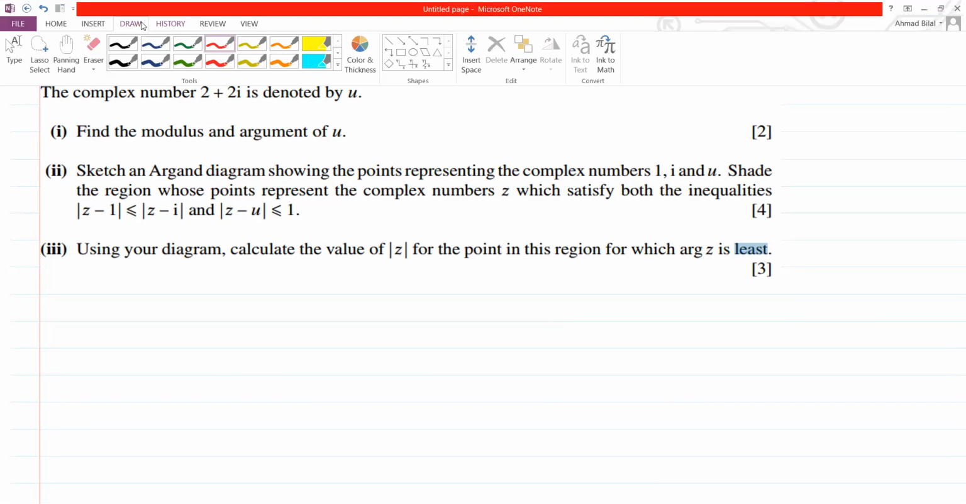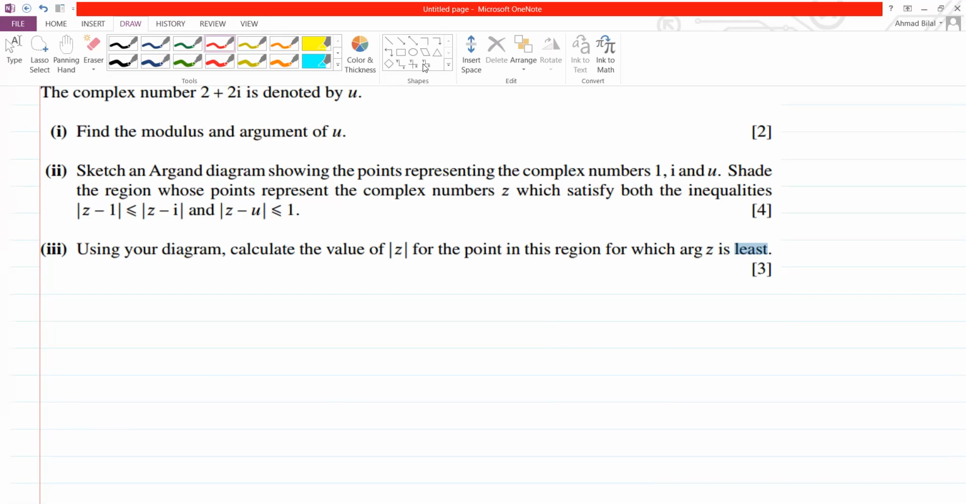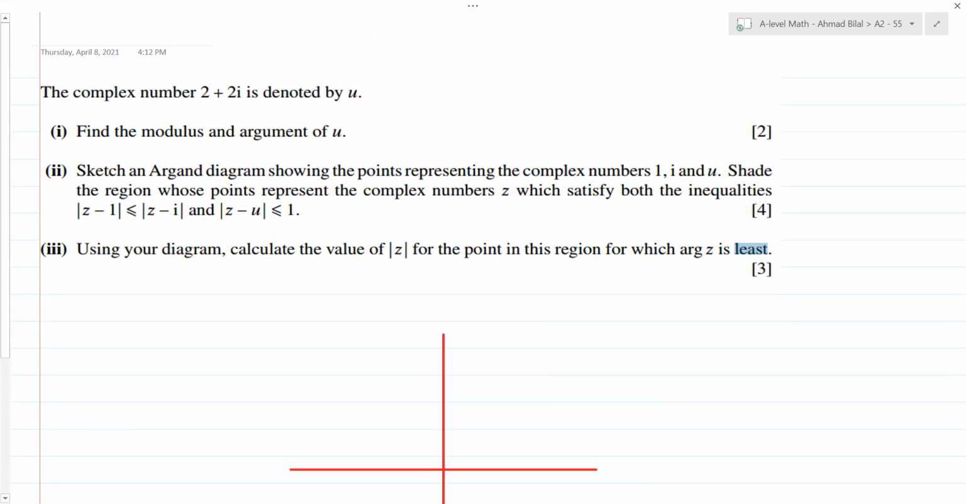So let's think about this. We've got three complex numbers, 1, iota, and u. These are three different numbers. You have already proved u is 2 plus 2 iota. Then you have to shade these regions. So it's given here, let's draw it. Then we will think about this.